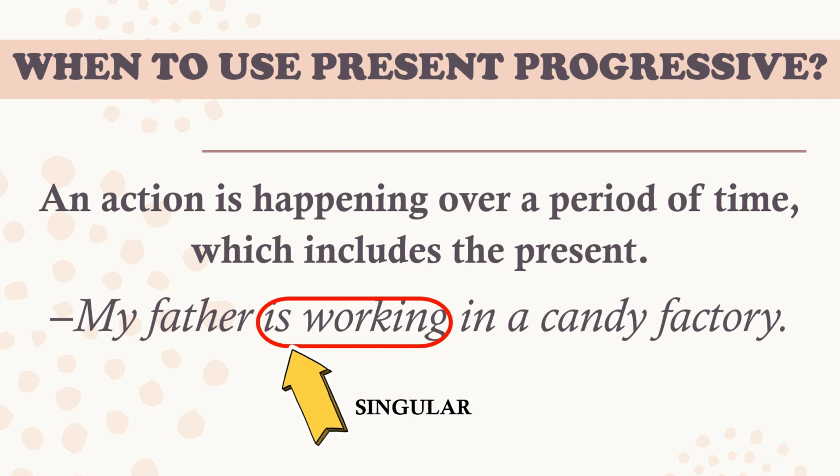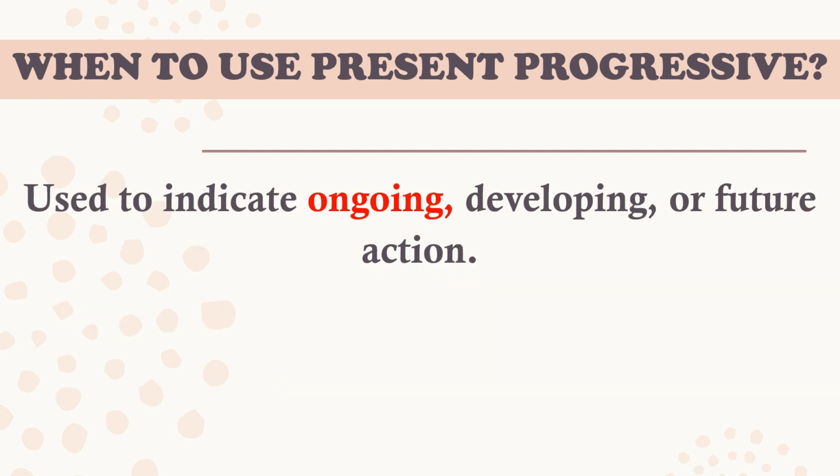But the only difference is that is working in a candy factory means that my father is working now but will eventually resign in the future. Because just like what I mentioned earlier, progressive tense denotes a temporary action. And another, we use the present progressive if we have ongoing, developing, or future actions.